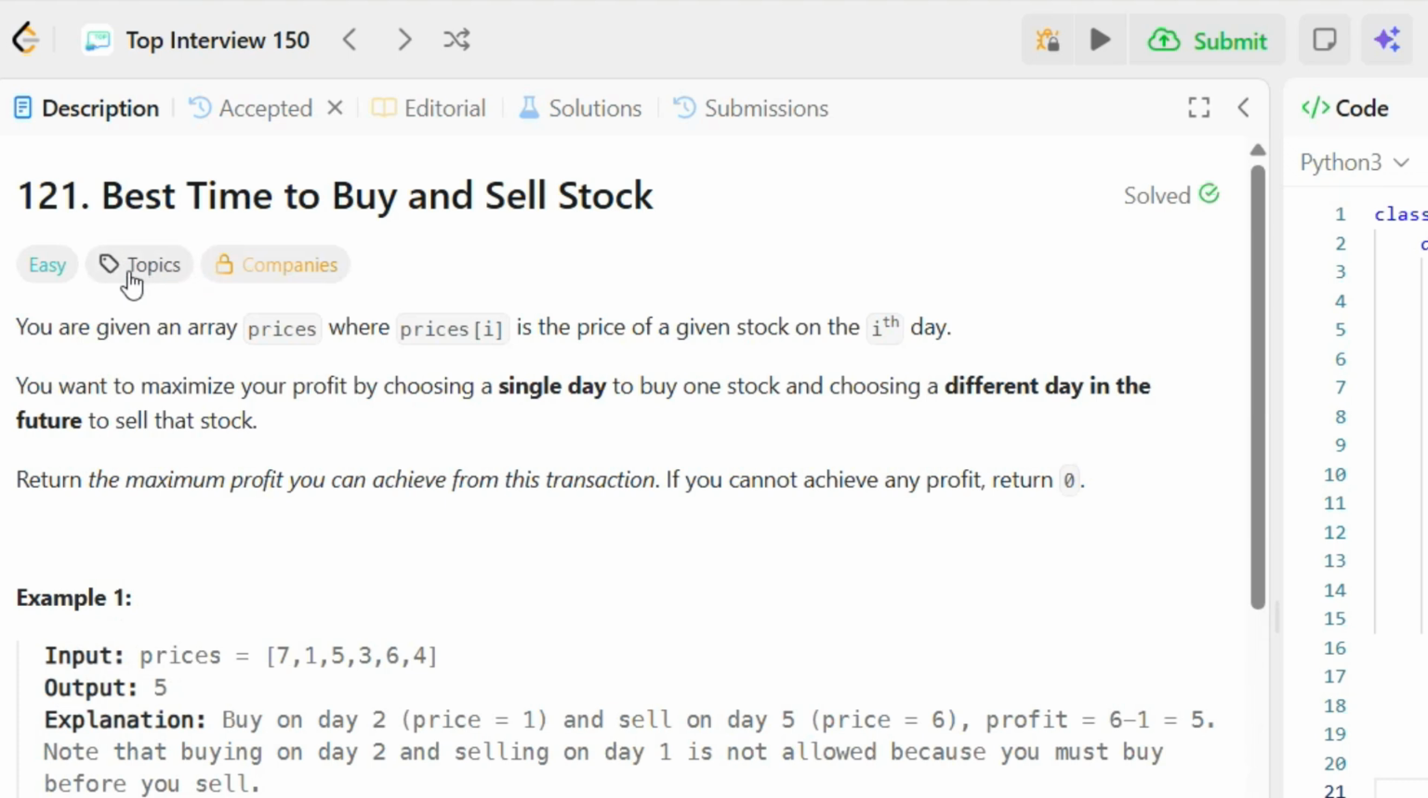Without further delay, now let us see. It is LeetCode 121, best time to buy and sell the stock. Category will be easy.